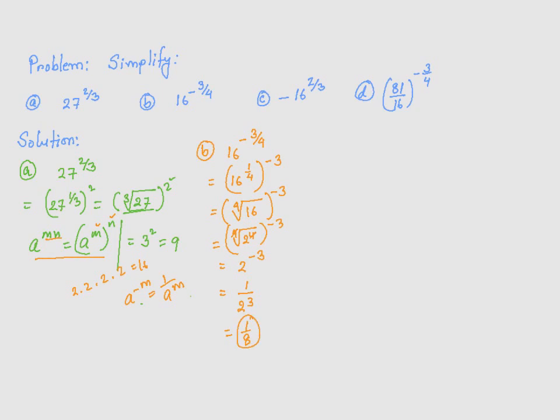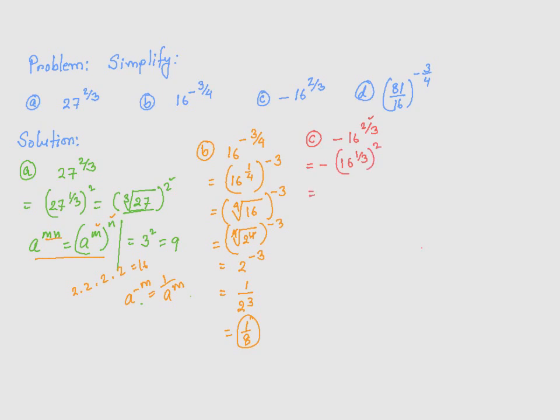Now let's do part C, which is negative 16 to the power 2/3. Actually, negative 16 to the power 2/3 is technically negative 1 times 16 to the power 2/3. So the negative is not under this exponent. So keep that in mind. So I can rewrite this as negative, 16 to the power 1/3, whole squared.